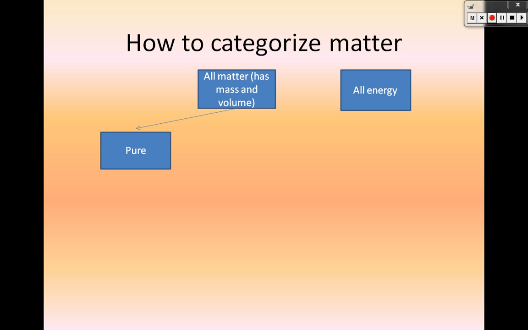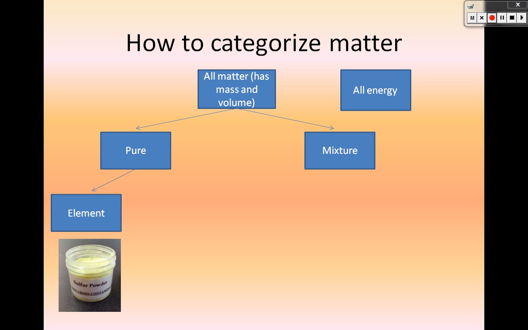And what we know so far is that with matter, you can have pure substances and mixtures. And remember, pure substances are things that are made of just one type of thing. Mixtures are made of more than one type of thing. So within pure substances, you can have elements. So here, this is the sulfur powder that, if you remember, you burned earlier this year, or you actually melted it earlier this year. It's that yellow powder, and it gave off that kind of rotten egg smell.